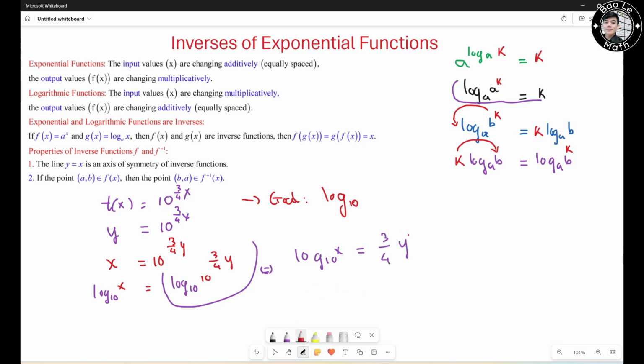Now I'm going to multiply both sides by 4 over 3. So it turns out to be y equals 4 over 3 log base 10 of s. And we learned that for log base 10 we just write log. So y equals 4 over 3 log s. And we just replace y with t inverse of s equals 4 over 3 log s.